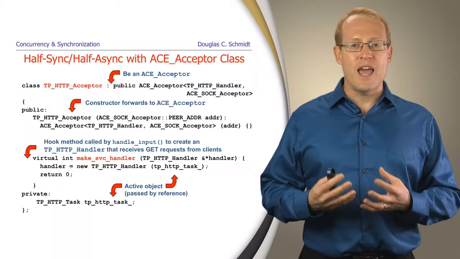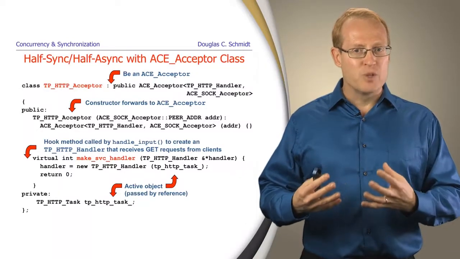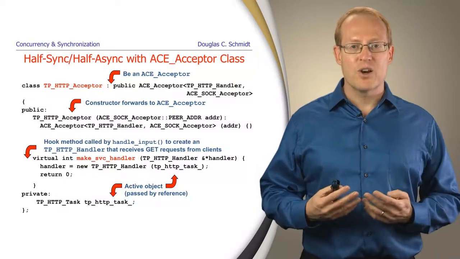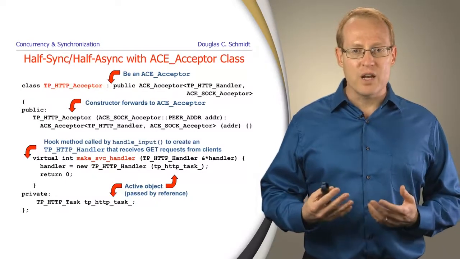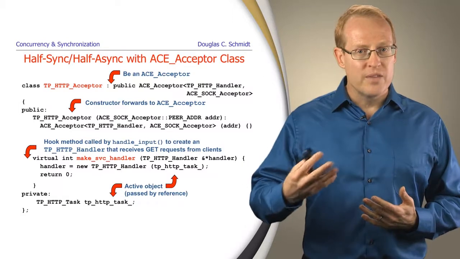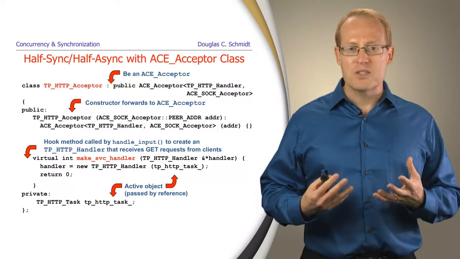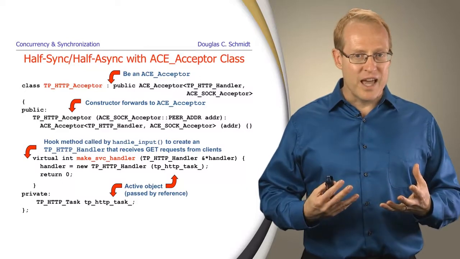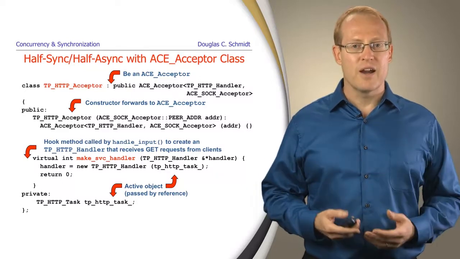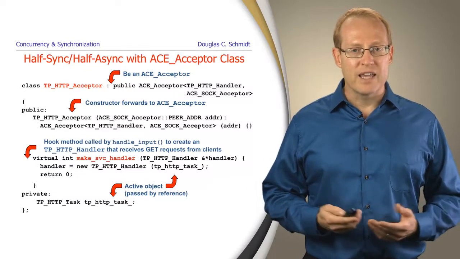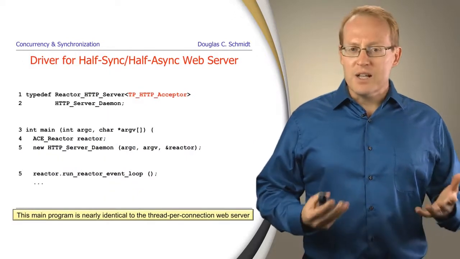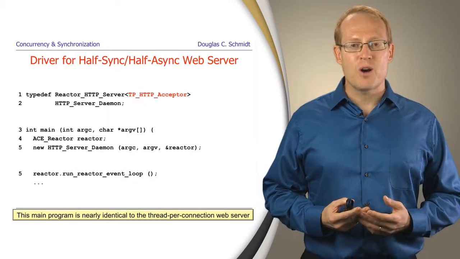So what that means is that every endpoint object, which is the one that's the service handler, has a reference to this active object, so it knows how to do a put invocation on that active object to pass the incoming GET messages from the async layer up to the sync layer, where things can be running and blocking in different threads of control. Let's take a look at the driver program for our solution.